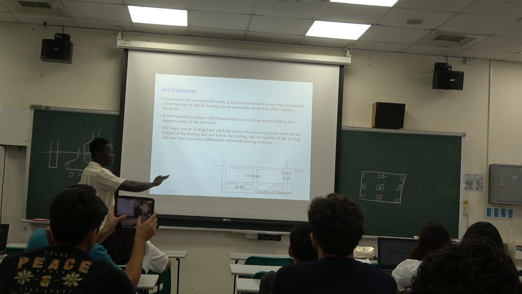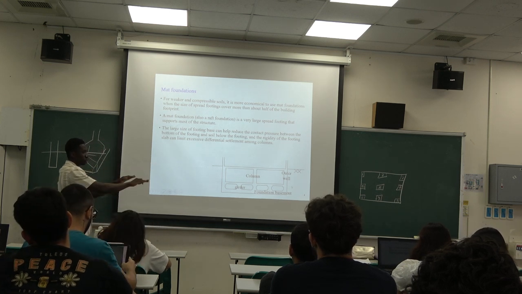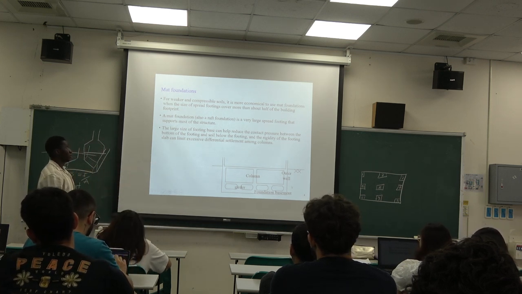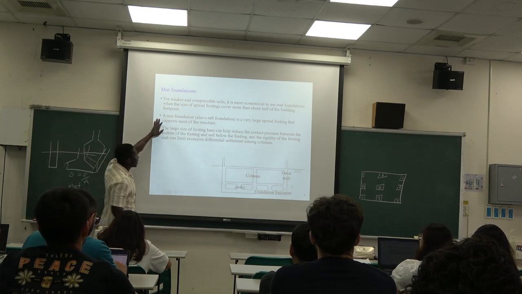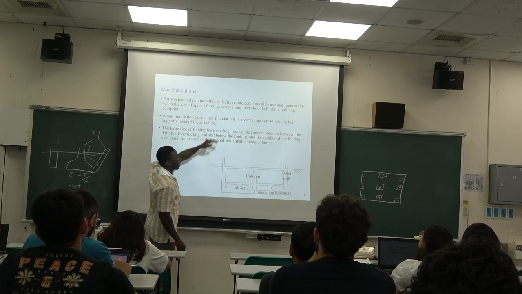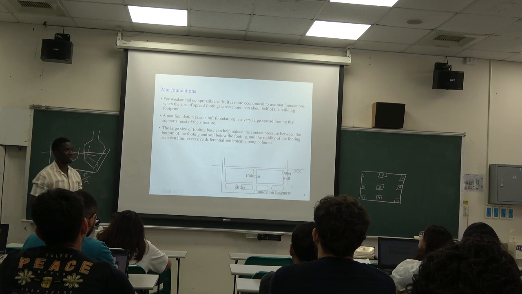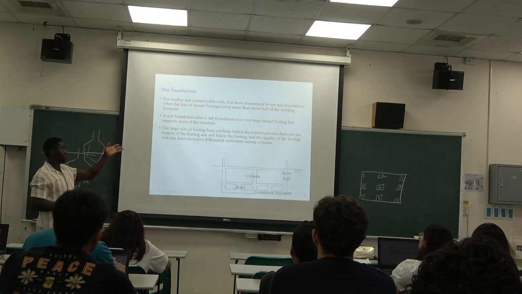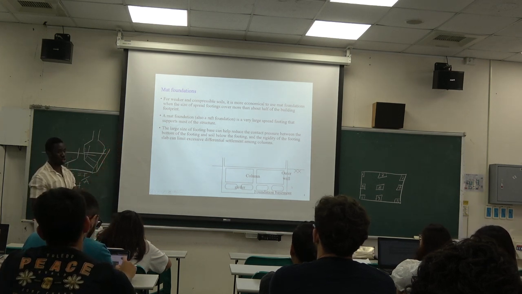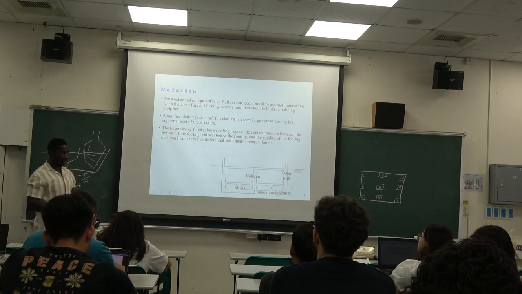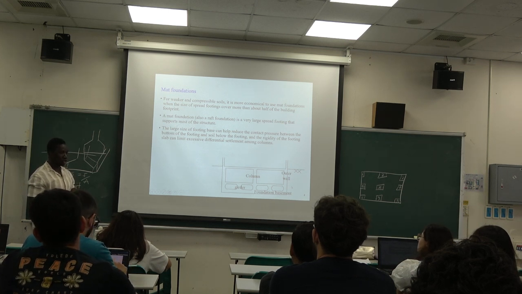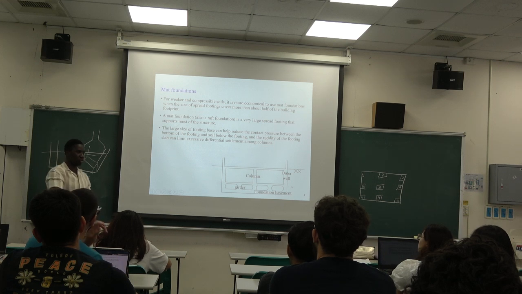So we just use the whole floor area as the foundation area, right? So it says, when the size of the spread footing covers more than half of the building footprint, if it is more than half, then we will just use the mat foundation. Or if the soil is weak, and it's also compressible. It is easy to compress.